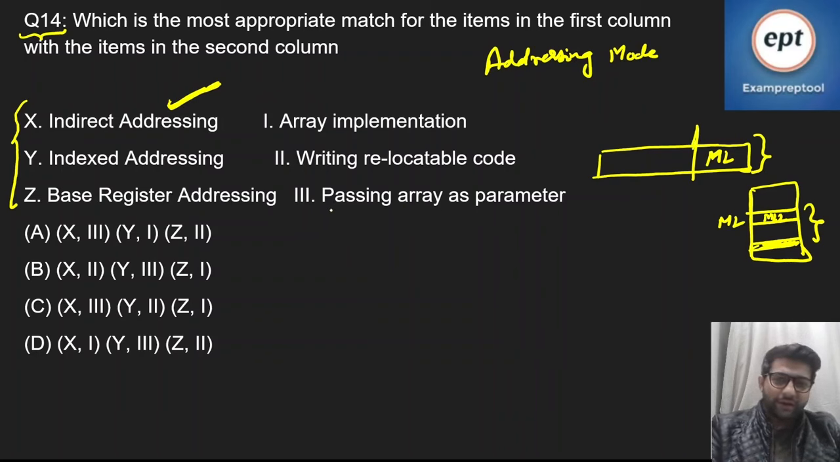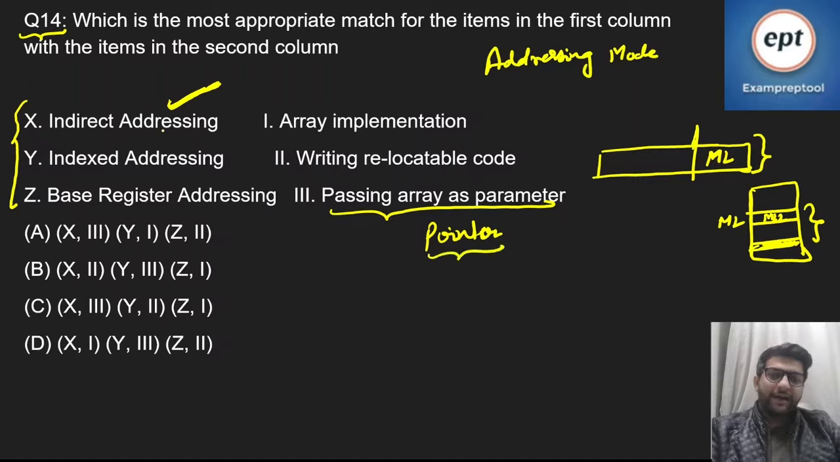So, indirect addressing is used for passing an array as a parameter. Why? Because when we pass an array as a parameter, we use the concept of pointers, and we know very well that indirect addressing supports the concept of pointers. So x will be matched with 3.